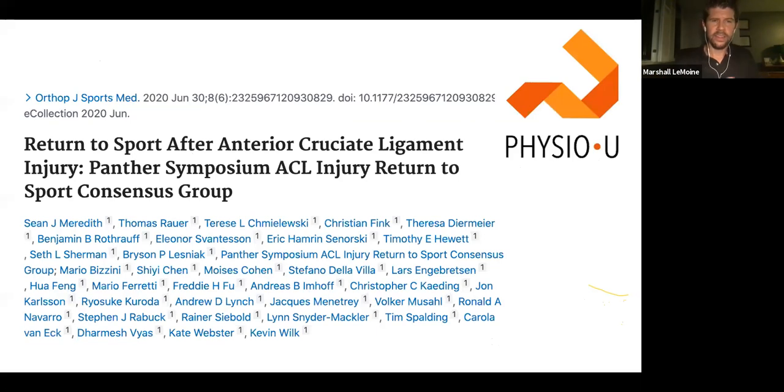Right. Good. And then here's one that just came out. June 30th of 2020, it was this big consensus on ACL where a bunch of people got together. You see all those athletes, right? Or all these authors, Kevin Wilk and stuff. Tim Hewitt does a lot of research as well on ACL.